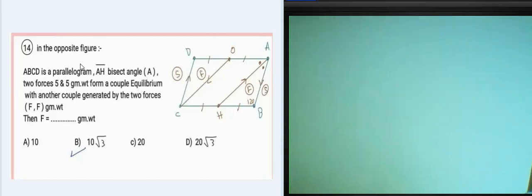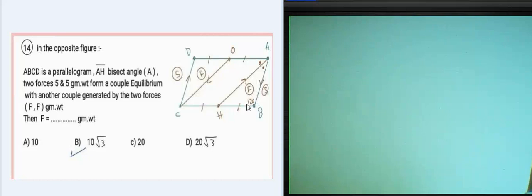Question 14 is out of the figure. A, B, C, D, a parallelogram. E, H bisect angle A. Two forces, 5 and 5 kilogram weight, form a couple equilibrium with another couple generated by two forces, F and F, in gram weight. Then you want to find the force F in gram weight.